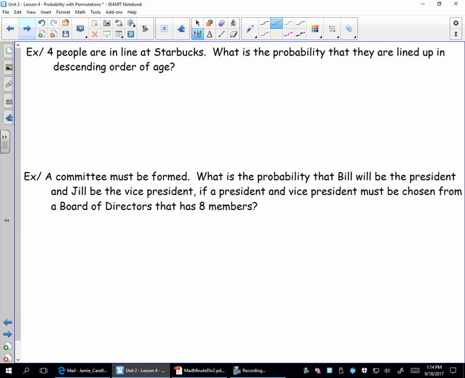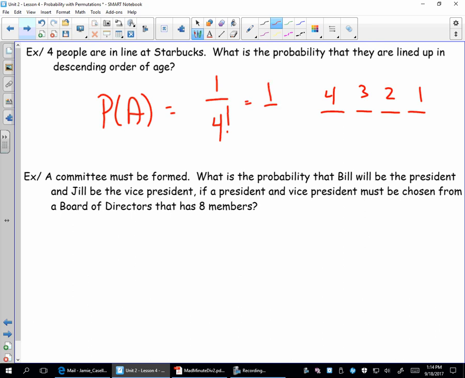Okay, so that's one of our basic counting techniques, the idea of AND. And second example here, we have 4 people in line at Starbucks. The probability that they're lined up in descending order of age. So our probability. Descending order of age means from oldest to youngest. How many ways can that actually happen? Well, there's only one way that can happen, oldest to youngest. But how many different ways can we line up people in a line? Well, if there's 4 of them, we're going to have 4 factorial. There's 4 choices for the first spot, then 3, then 2, then 1. Or in other words, 1 out of 24. And just point out we're defined as fractions or decimals or percents when we talk about probability again.